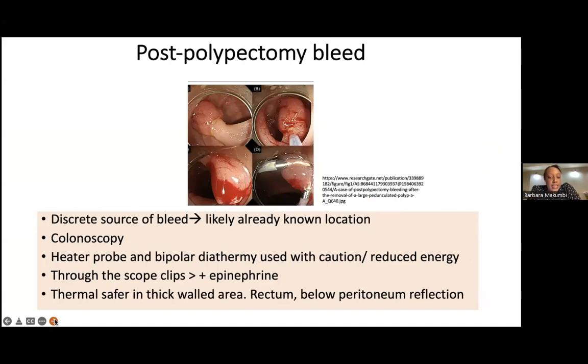Post-polypectomy bleeds, you can have delayed post-polypectomy bleeds where you have a discrete source of bleeding, locations often known. You use colonoscopy, and heater probe and bipolar diathermy can be used with caution, and then through the scope clips, like your Vesco, plus minus epinephrine. And they say thermal is safer in the thick-walled areas like your rectum, and below your peritoneal reflection.